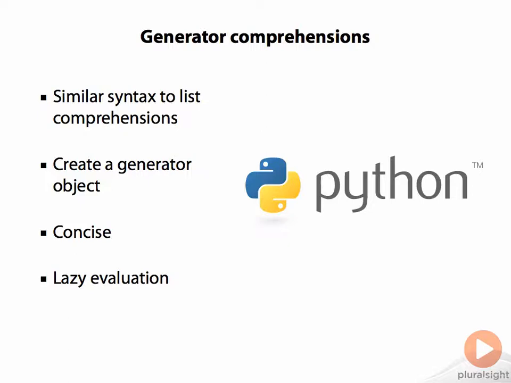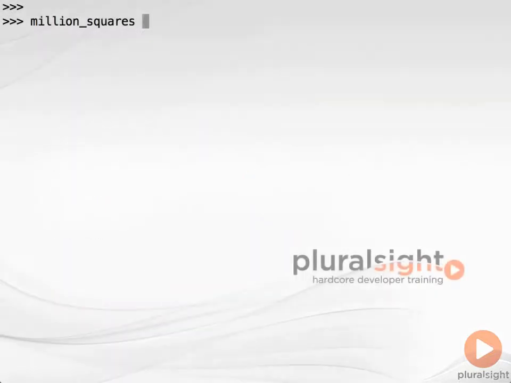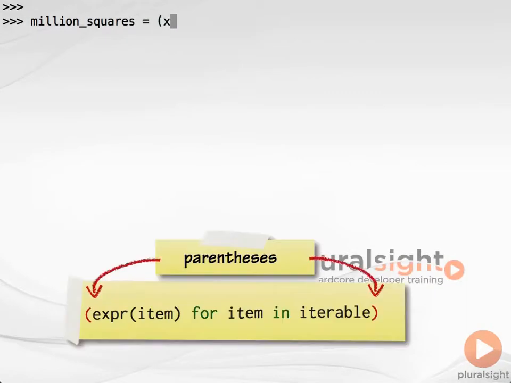Generator expressions are a cross between comprehensions and generator functions. They use a similar syntax as comprehensions, but they result in the creation of a generator object, which produces the specified sequence lazily. The syntax for generator expressions is very similar to list comprehensions: expression of item for item in iterable, delimited by parentheses instead of the brackets used for list comprehensions.